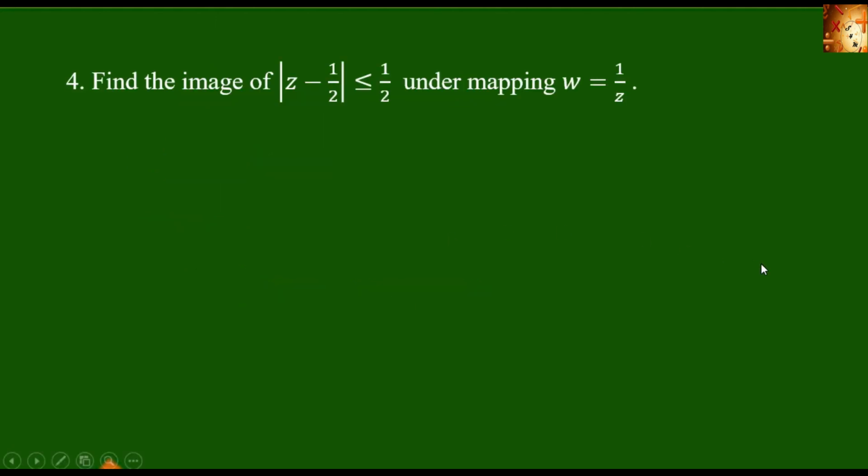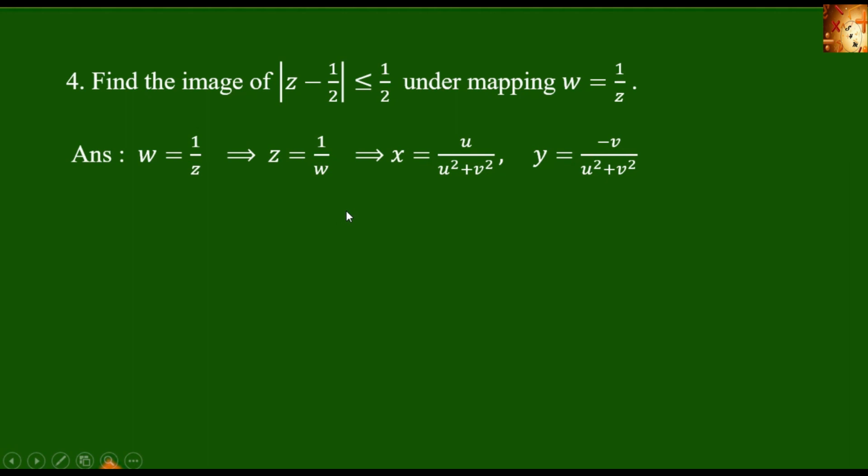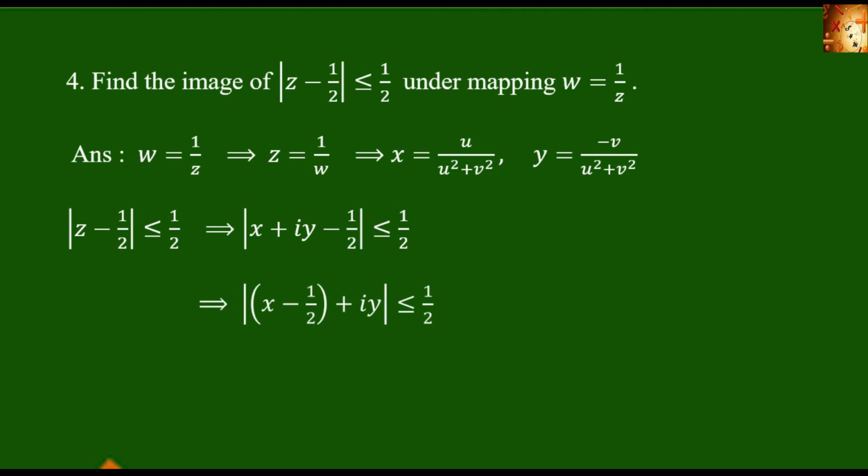Similarly, next problem. Find the image of mod z minus 1 by 2 less than or equal to 1 by 2 under the mapping w equal to 1 by z. This is x and y. Then the region mod z minus 1 by 2 less than or equal to 1 by 2 implies mod x plus iy minus 1 by 2 less than or equal to 1 by 2. Rearranging the terms, that is modulus of (x minus 1 by 2) plus iy less than or equal to 1 by 2. Then removing the modulus we get root of (x minus 1 by 2) the whole square plus y square is less than or equal to 1 by 2, and then squaring both sides we get x square plus 1 by 4 minus x plus y square less than or equal to 1 by 4.